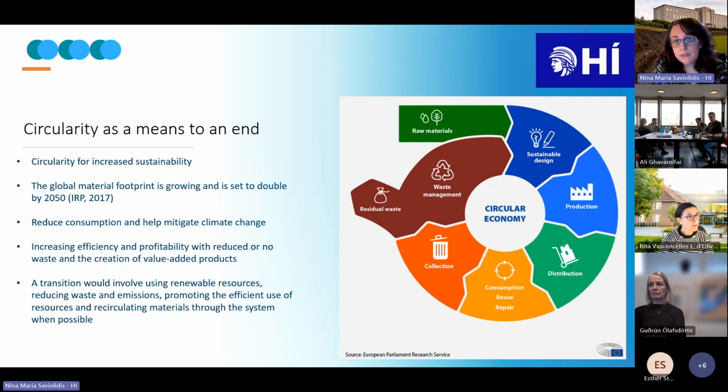So the reason why circularity is being promoted is because the material footprint is growing and it's set to double by 2050. So we need to reduce that, and we need to reduce consumption. At the same time, we need to mitigate climate change. So increasing efficiency is an obvious goal. And often in the same discussion, there's also the point that by increasing efficiency, you are also increasing profitability because you have reduced or no waste, and this helps also with the creation of value-added products.